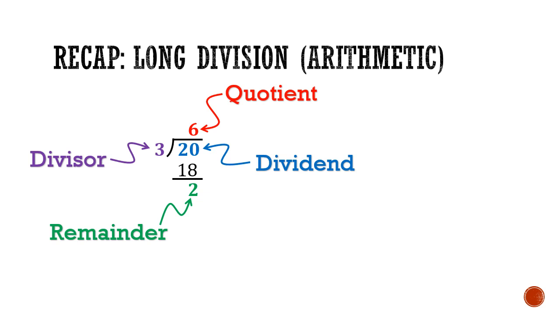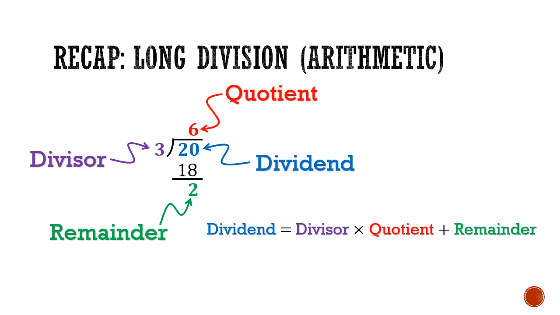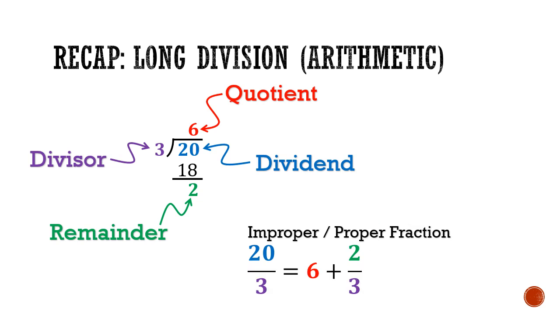In primary school, we have also learned that the dividend is equal to the divisor times the quotient plus remainder. So in this case, 20 is equal to 3 times 6 plus 2. This is also quite helpful when we want to represent improper fractions in the form of mixed fractions. So in this case, 20 divided by 3 is equal to 6, the quotient, plus 2, the remainder, over 3, the divisor.